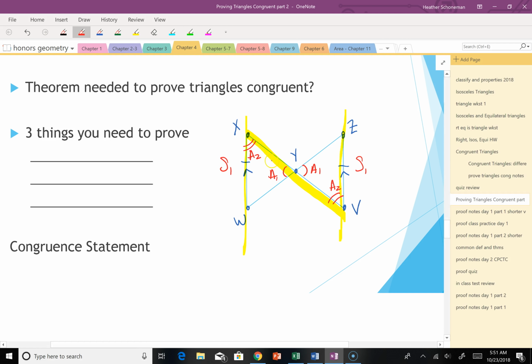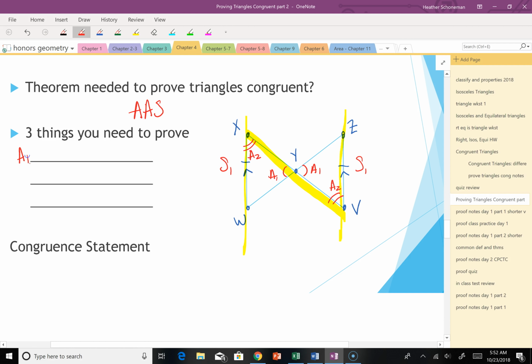When I look, is this side the included side? Is it between angle 1 and angle 2? The answer is no. So this is not angle, side, angle. This is angle, angle, side. Now if you wrote side, angle, that's close, but it's not correct. Side, angle doesn't exist. What exists is angle, angle, side.